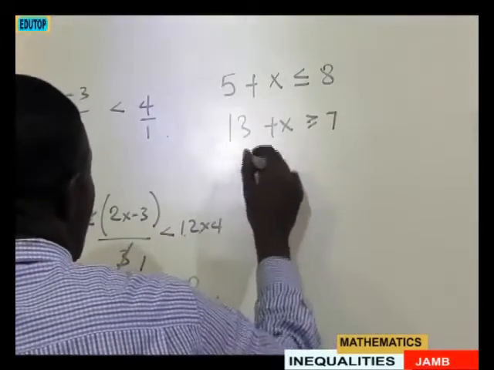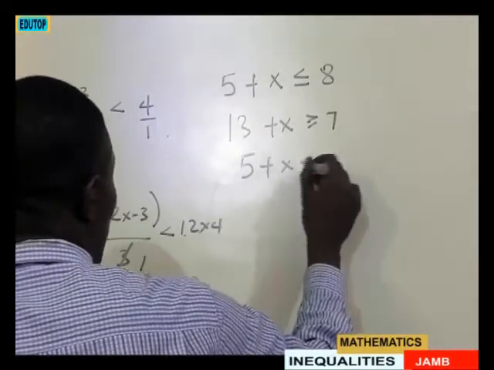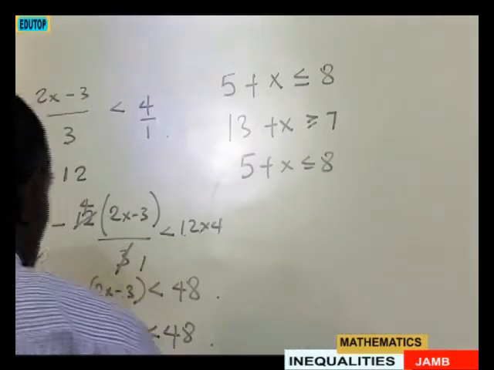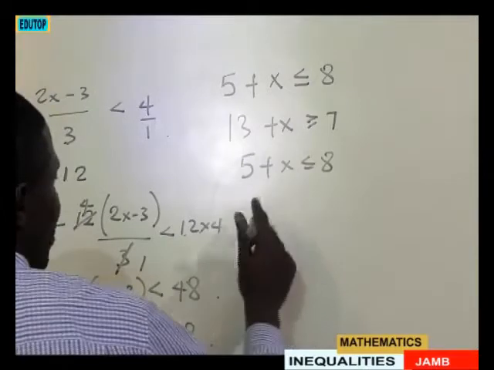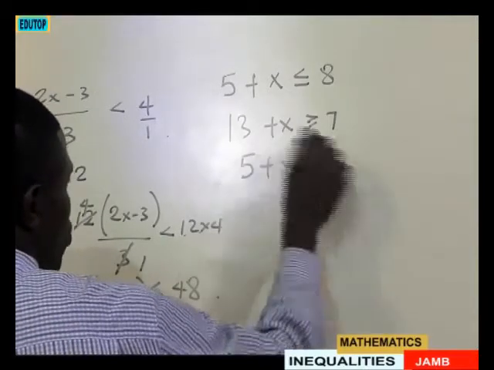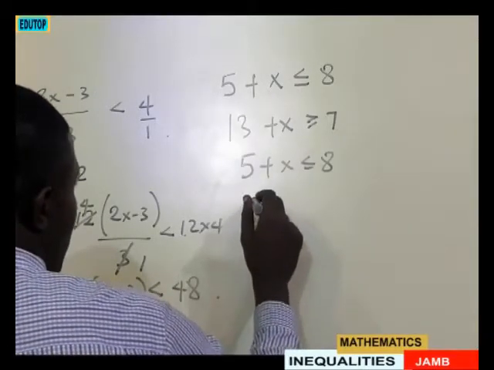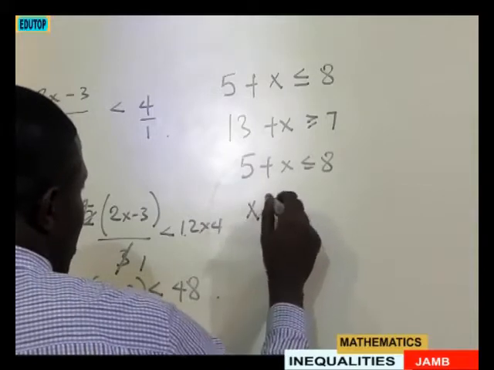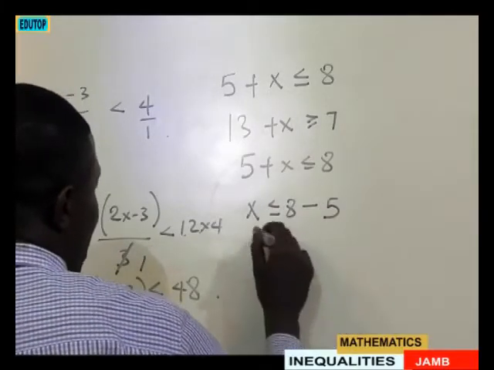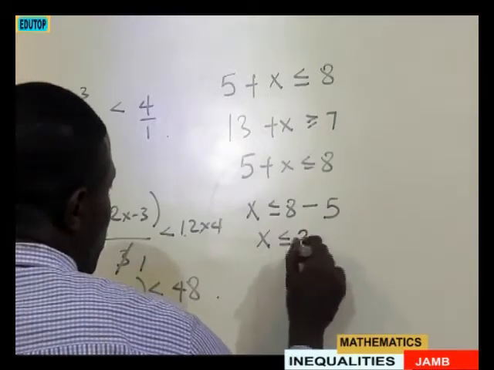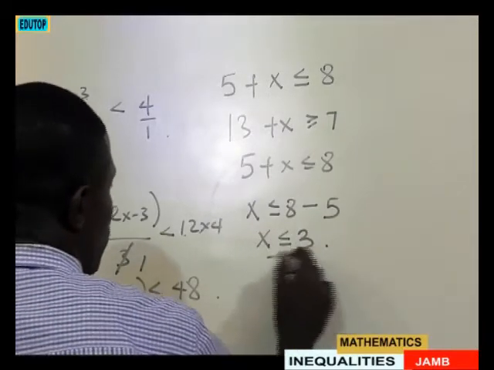So here we have 5 plus x less than or equals to 8. So let's solve this one. Let's solve them separately. So in this situation we collect like terms. So this one goes to the other side. We have x less than or equals to 8 minus 5. So our x will be less than or equals to 3. That's the first one that we solved.